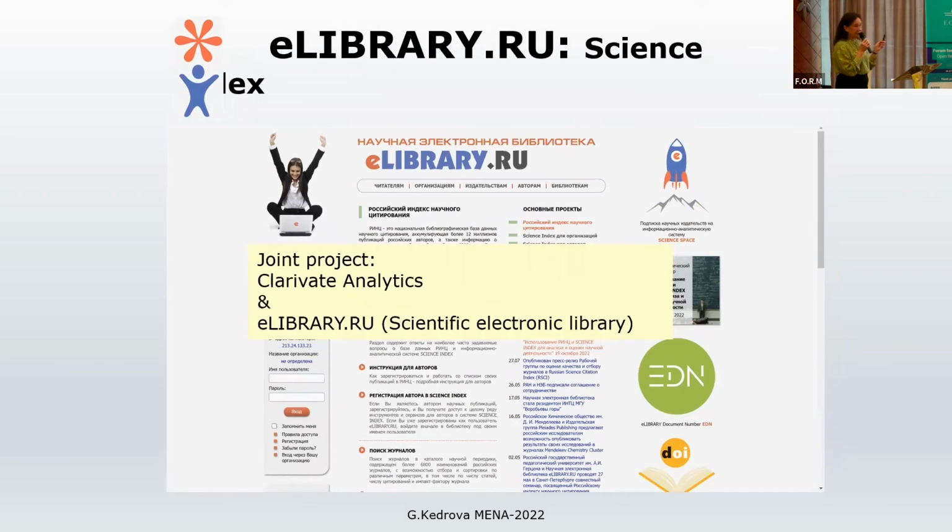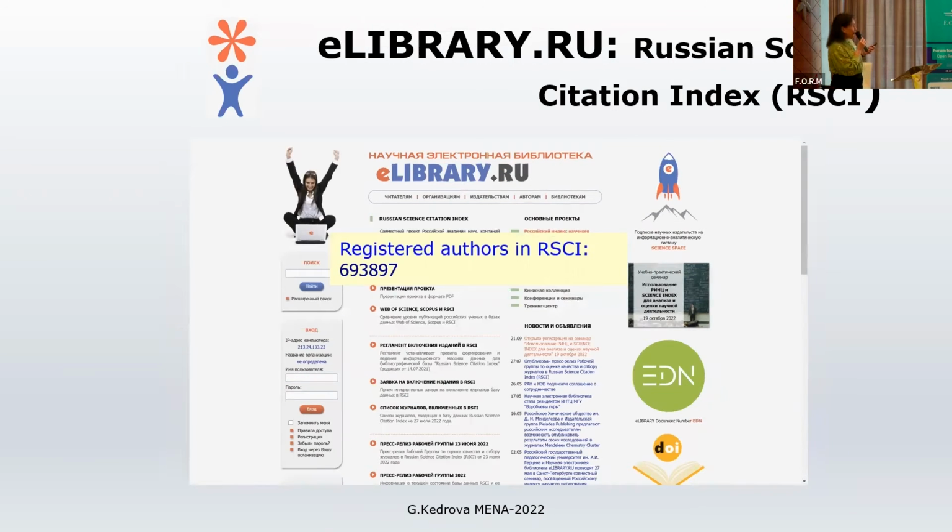And recently, this library has a joint project with Clarivate Analytics in science. The project is called Russian Science Citation Index, or RSCI. At the moment, there are almost 700,000 registered authors in RSCI.